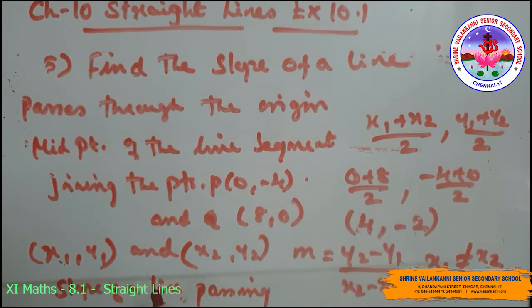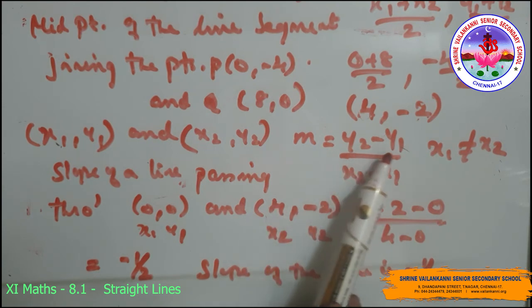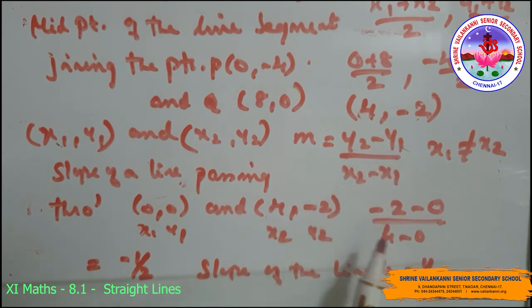Slope of a line passing through 2 given points (x1, y1) and (x2, y2) is m equal to (y2 - y1)/(x2 - x1), x1 is not equal to x2. Slope of a line passing through the origin (0, 0) and the point (4, -2), using this formula, here this point is (x1, y1) and this one is (x2, y2). So y2 minus y1, which is -2 minus 0, divided by 4 minus 0, which is -1/2. Slope of the line is -1/2.